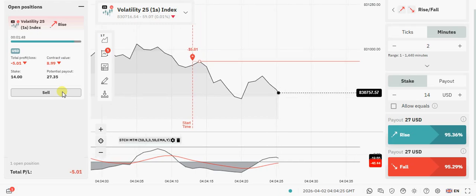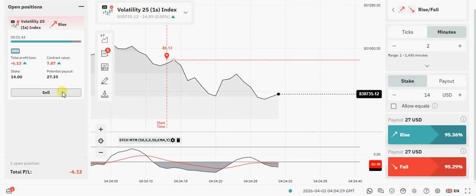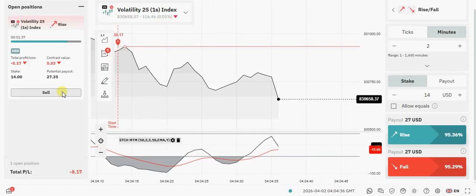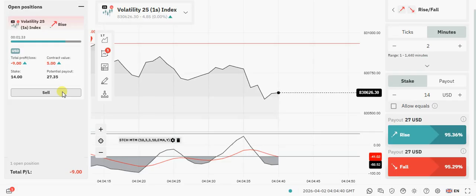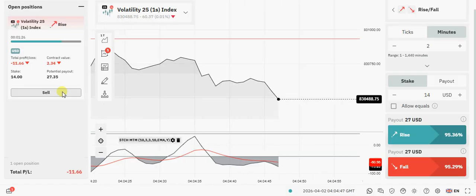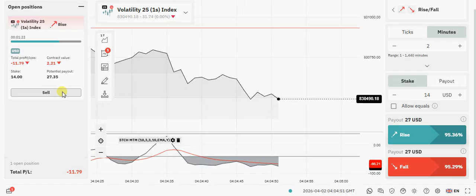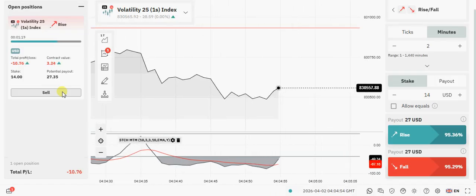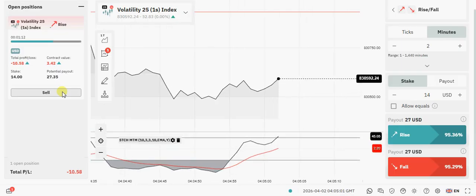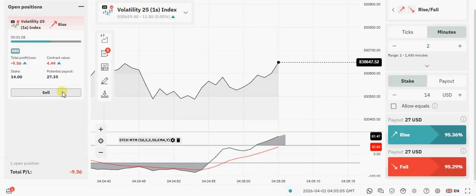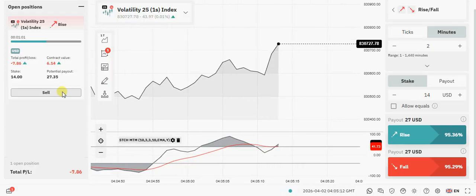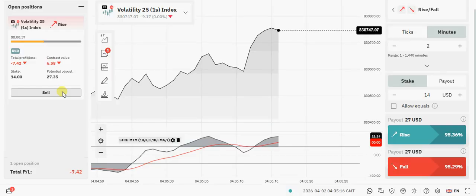Remember, we'll be selling at market once we're in profit. Don't wait for the trade to end. So we have to get ready right there.